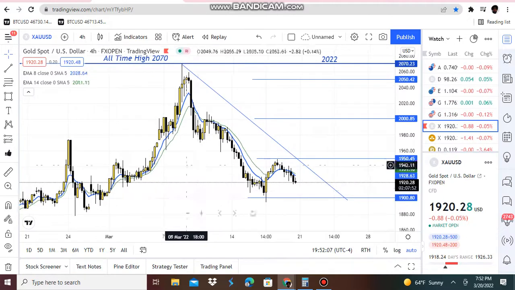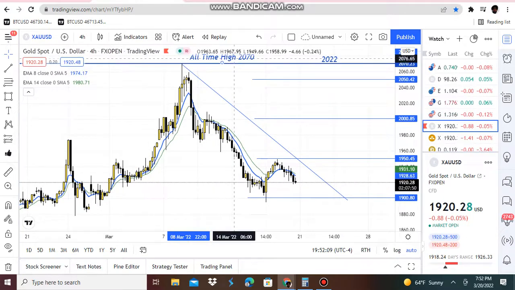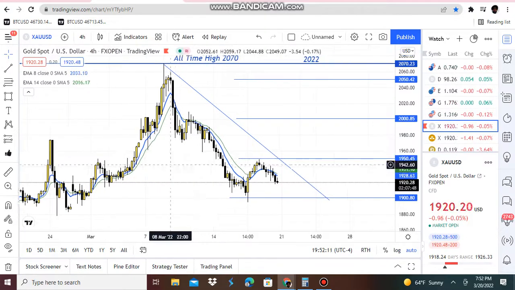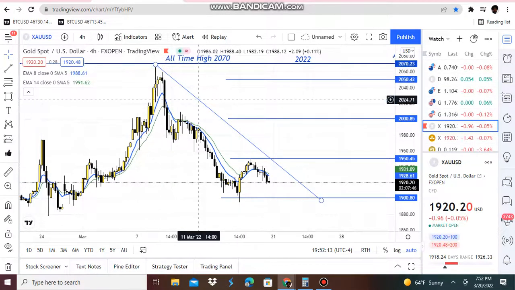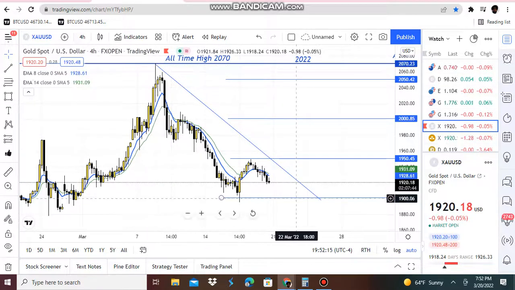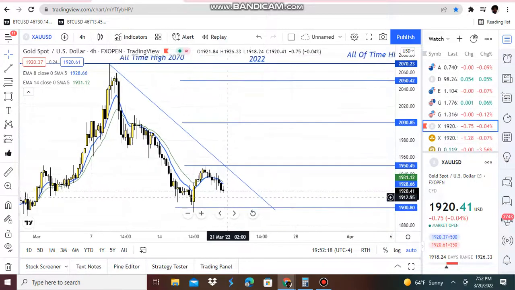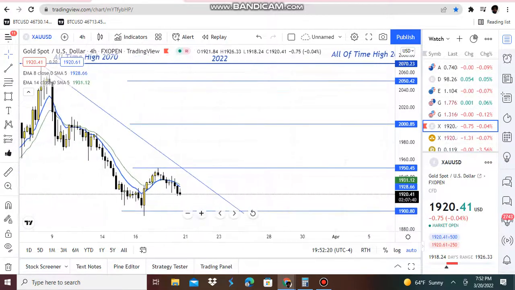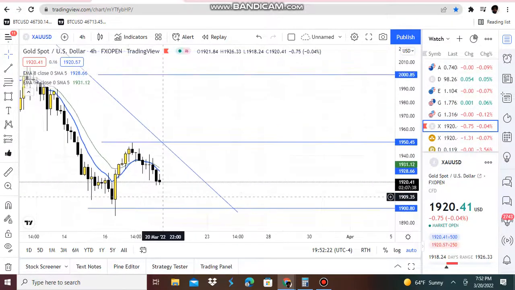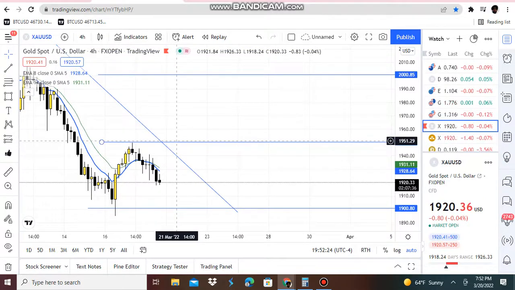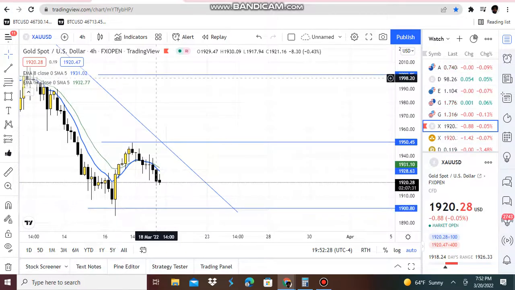All time high 2022, 2270. After seeing this downtrend from March 8th, 2022, all the way down to 1900, how I would have played this out: obviously, I would have waited for price to get to my psychological level, 1950. And I would have taken profit from 1900 to 1950.